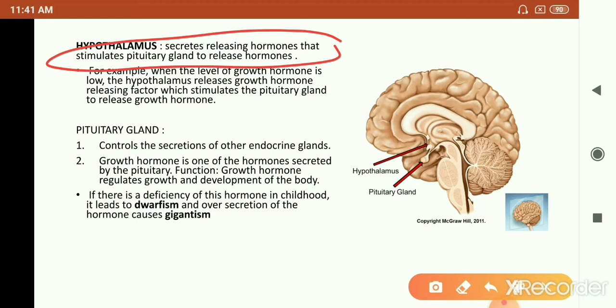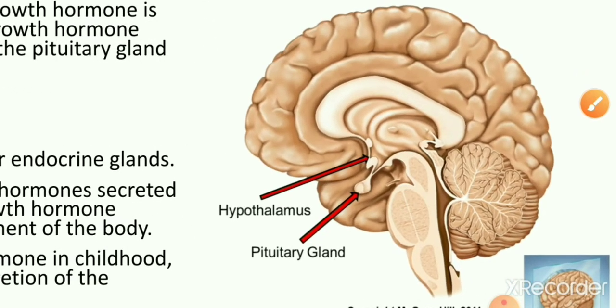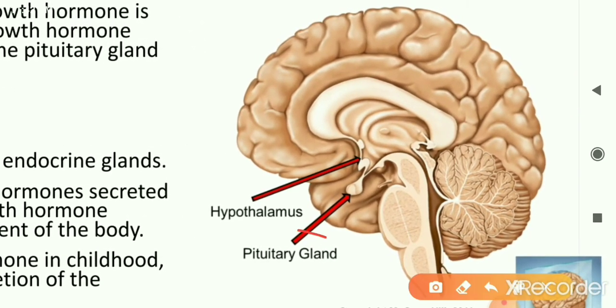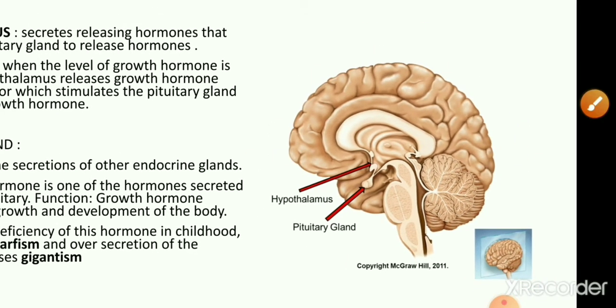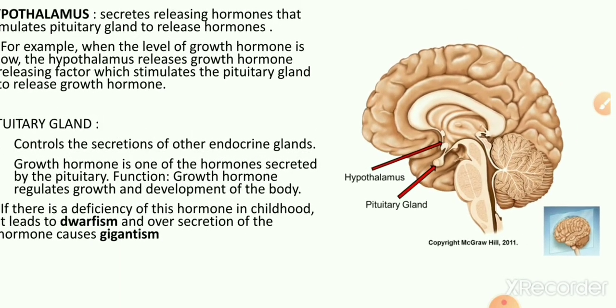Now coming to the pituitary gland. As you can see, the pituitary gland is present at the base of the brain. This pituitary gland secretes various hormones. Only one you have to study for class 10. So just have a look at what are the hormones secreted.